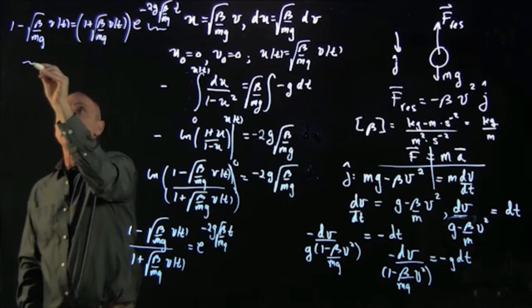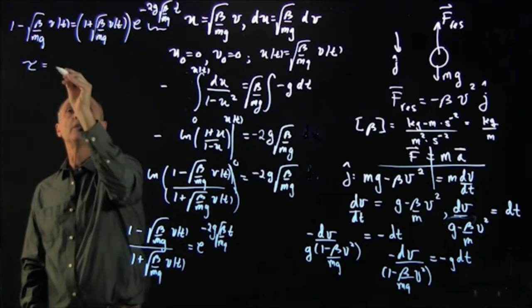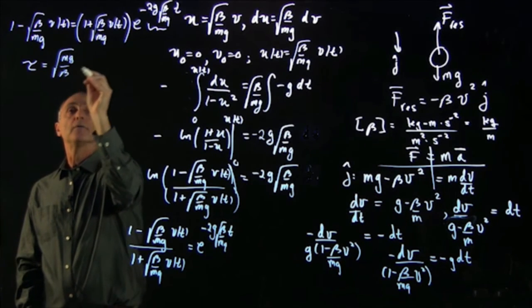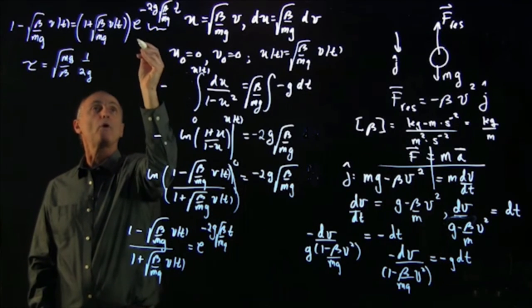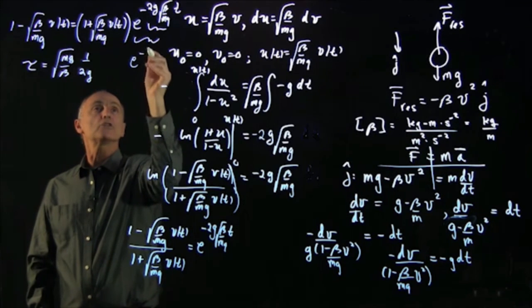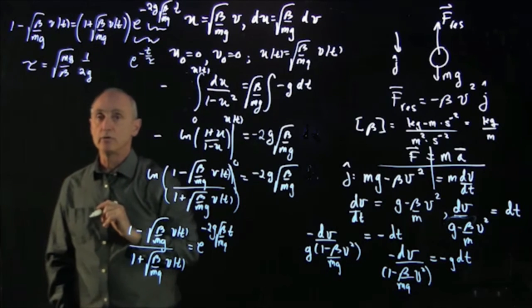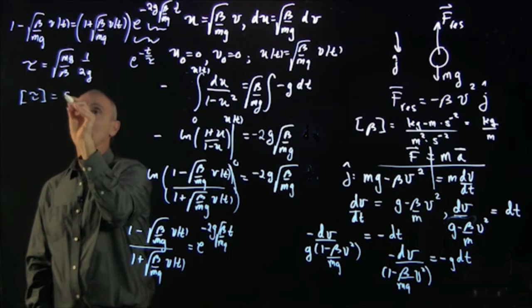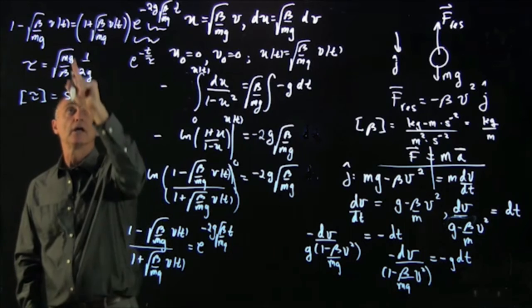I'd like to introduce a constant here, tau, which I'm going to define to be square root of mg over beta times 1 over 2g. And so this whole term is going to just be e to the minus t over tau. It's a nice example for you to work out that the units of tau are the units of seconds. And that's a little exercise to work out.